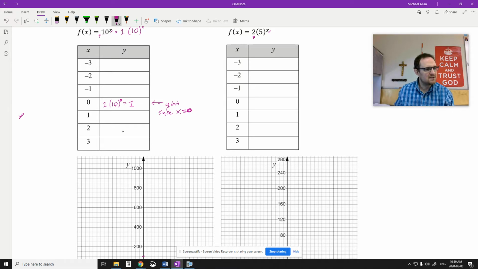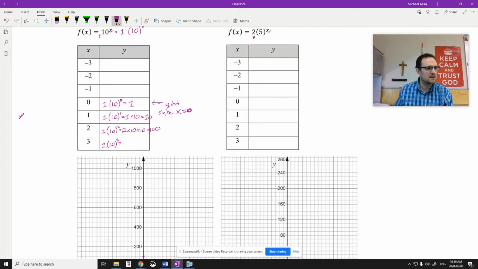Okay, so the next line just says 10 to the power of 1. That just says I'm going to take 1 and times it by 10 once. So I get 10 on that one. The next one down says 1 times 10 squared, which means it's going to be 1 times 10 twice, which is 100. And then the last one here is going to be 1 times 10 three times.